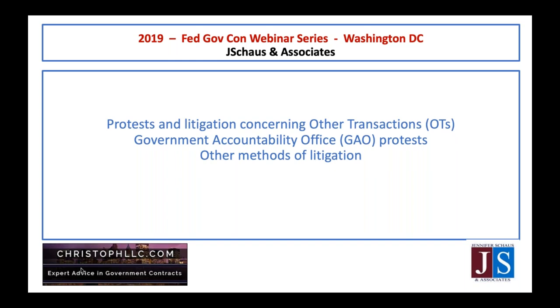The GAO is there to make sure that federal agencies spend the money that Congress gives them correctly. Now, a bid protest is your way, the federal contractor's way, of ensuring that the government spends that money correctly according to the rules. And some of those rules would be the FAR or the Competition and Contracting Act. But none of those rules apply to other transactions, which is why you'll be hard-pressed to find that many GAO protests concerning other transactions. However, there are some, and let me explain how that works.